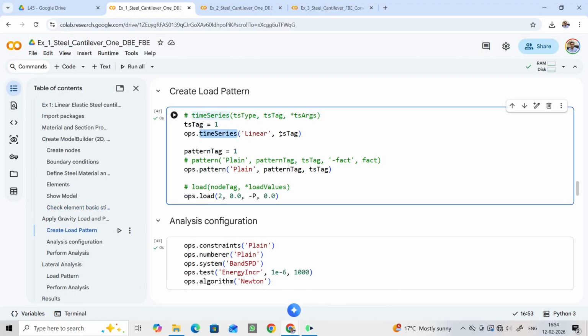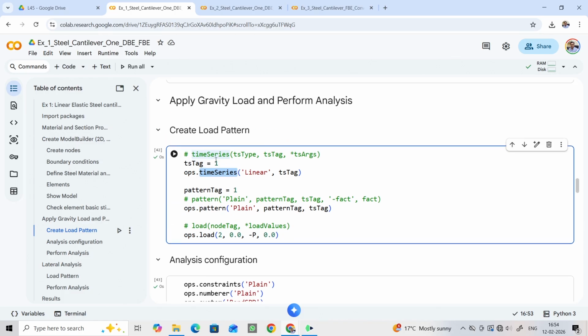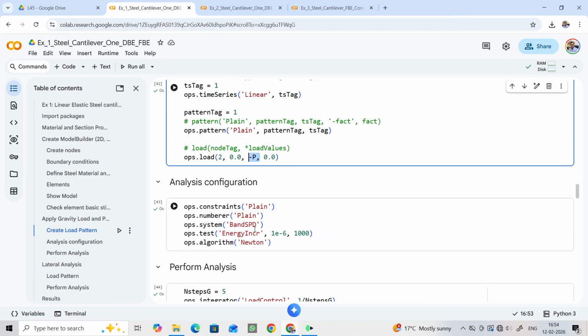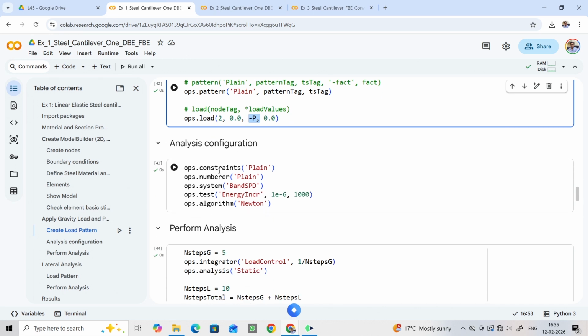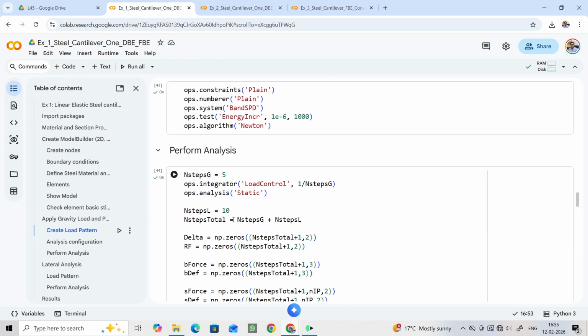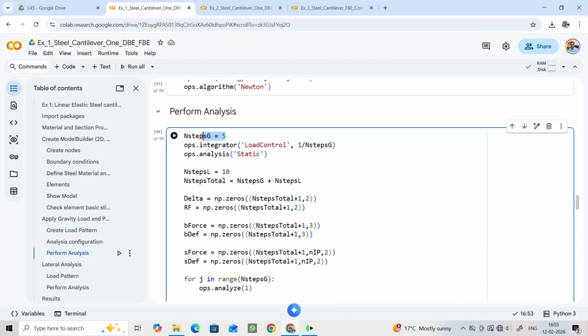So, I am now applying a linear time series to apply the gravity load, right. So, pattern Plain, time series linear, time series tag is 1, then pattern plain, pattern tag, time series tag, and at node 2 in the negative y direction, that is vertically downward, I am applying load P, which is 5% of the cross sectional yield strength. Okay. And then this is the analysis configuration, which we have used many times. So, I am saying in 5 steps, nStepG for gravity, apply the gravity load. So, my increment, the load factor, is 1 divided by nStepG, and the analysis is static.